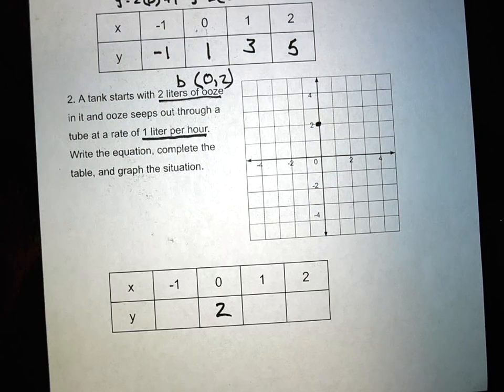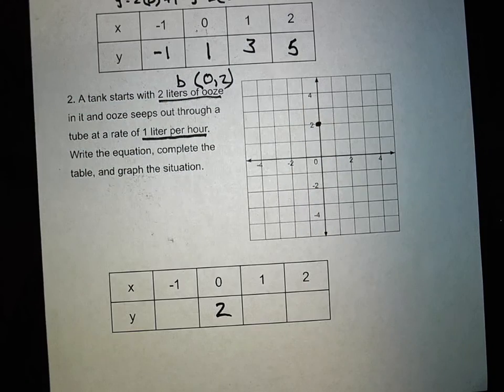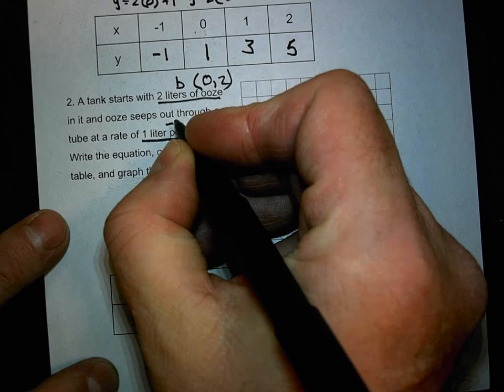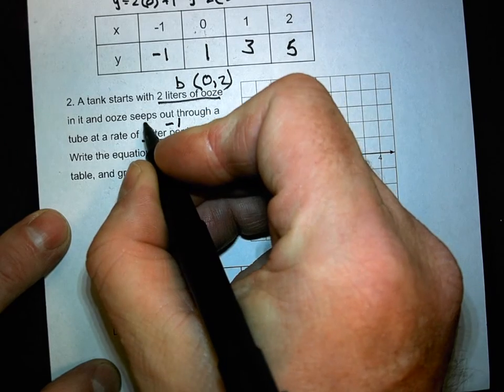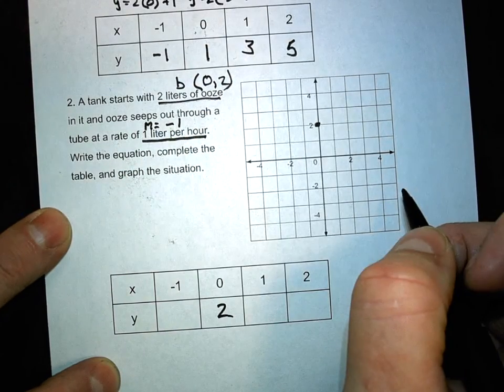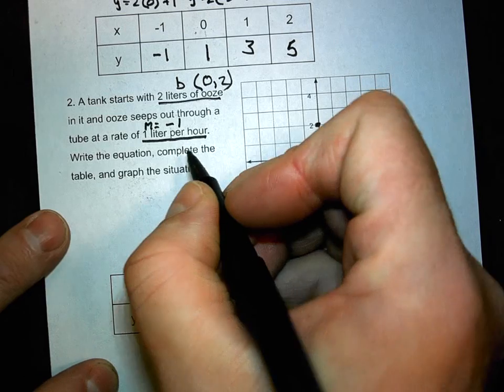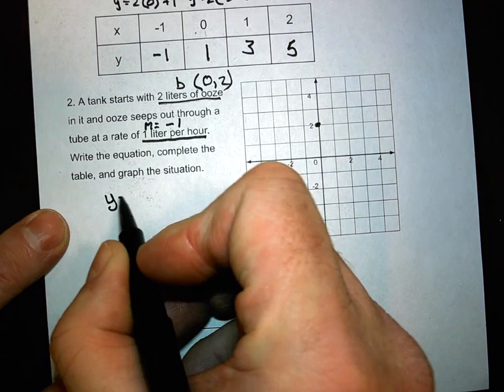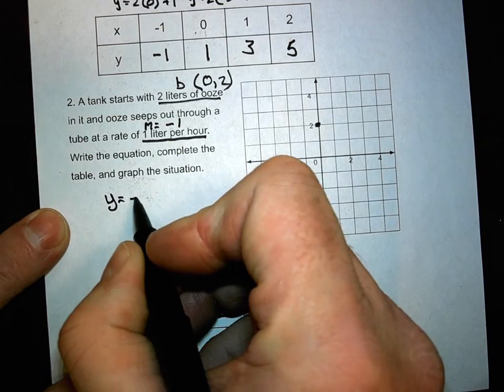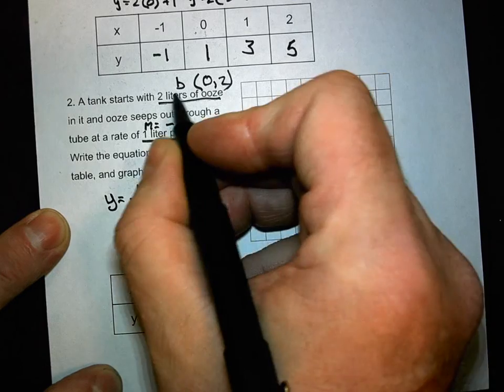If you see per, think slope. Is it positive? Are we gaining ooze, or are we losing ooze? So it's negative. So we have -1, and that's our m, right? Now let's write our equation. So y equals, what's m? -1. -1x, and b is +2.